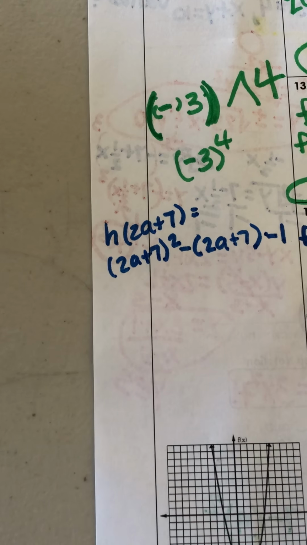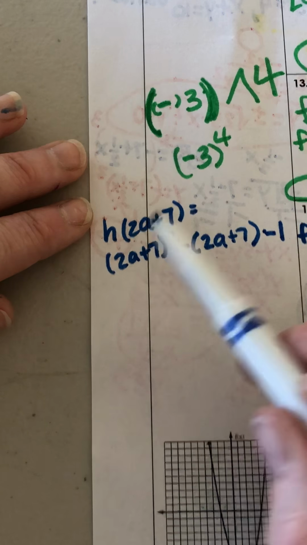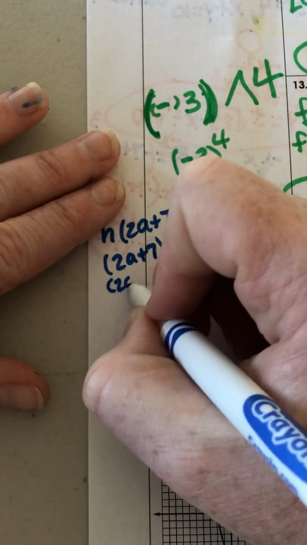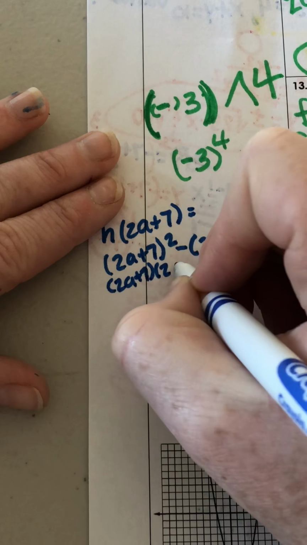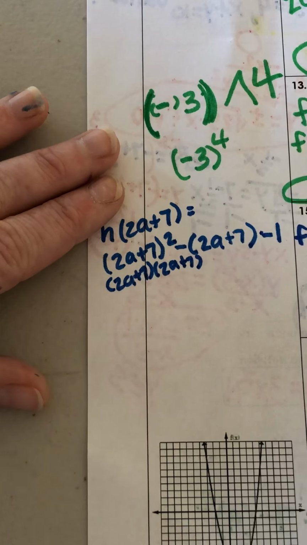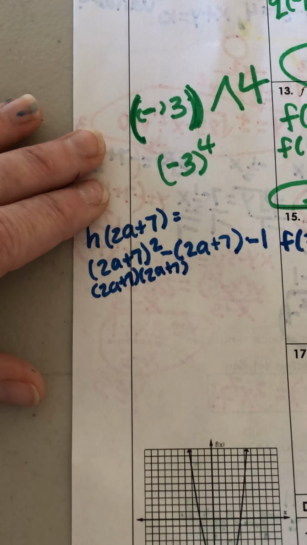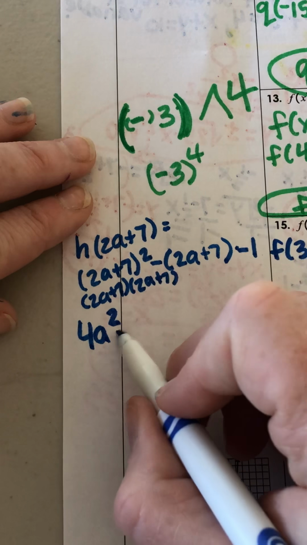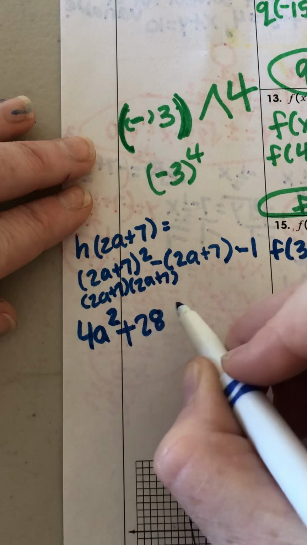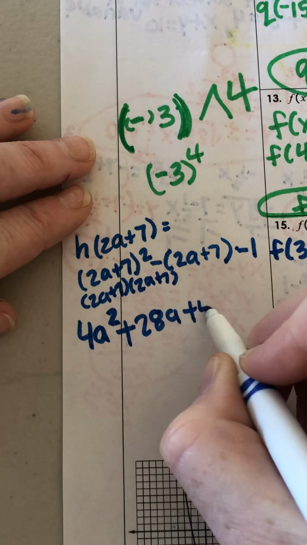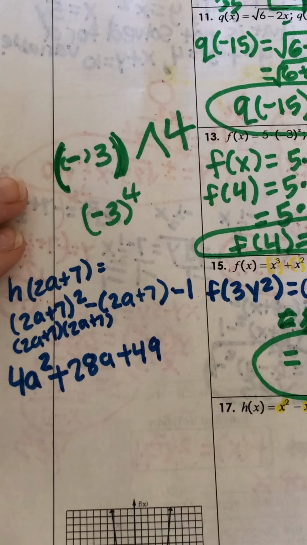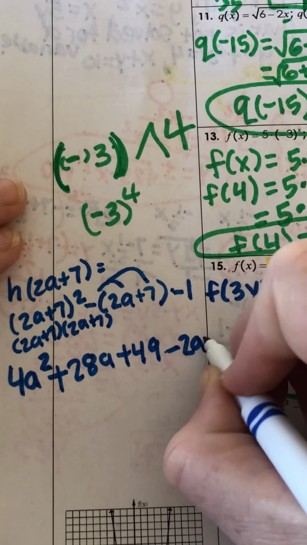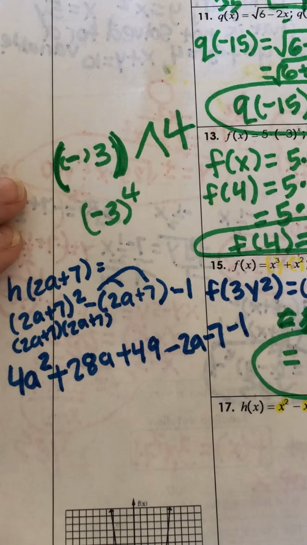Okay, so I need to square this, which means the binomial times the binomial. Don't forget that there is also a middle term. So it's not just 2a squared and 7 squared. There's a middle term. So that's 4a squared plus 28a plus 49. And you can do that out the long way if you want. Then I have to distribute the negative here. So minus 2a minus 7, and then bring down minus 1.